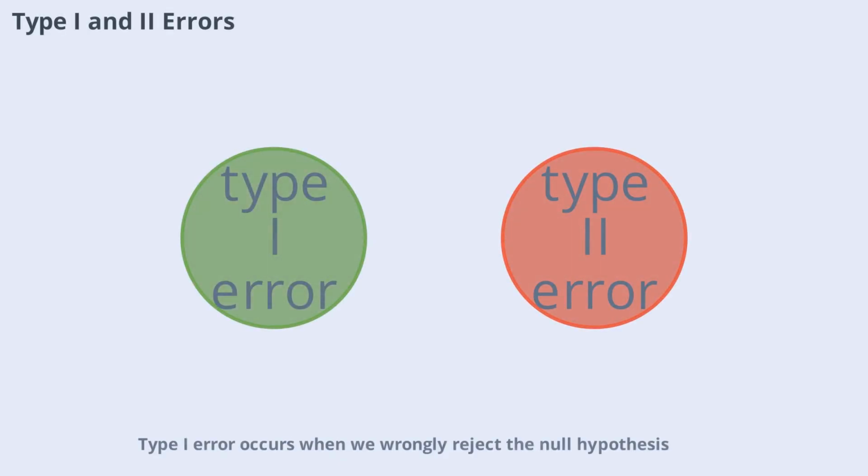Type I error occurs when we wrongly reject the null hypothesis, thinking there's an effect when there is none. Type II error happens when we fail to detect a real effect. Balancing these errors is a key part of designing statistical tests and interpreting results.